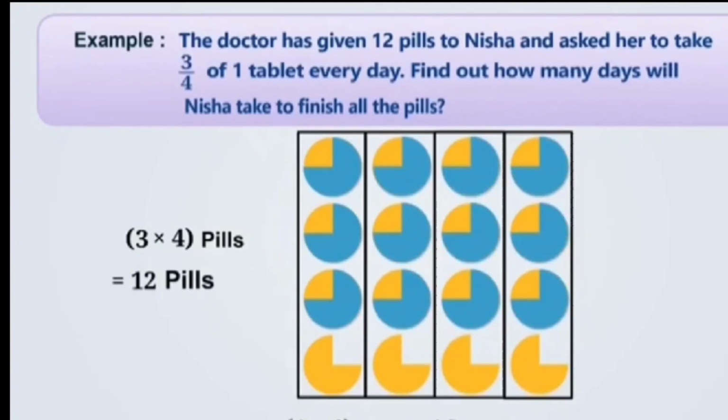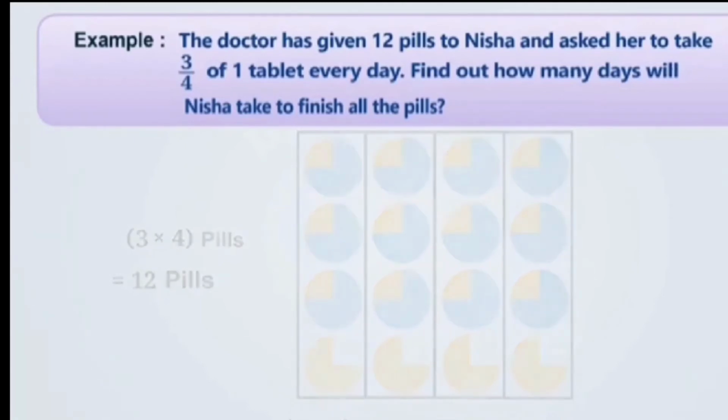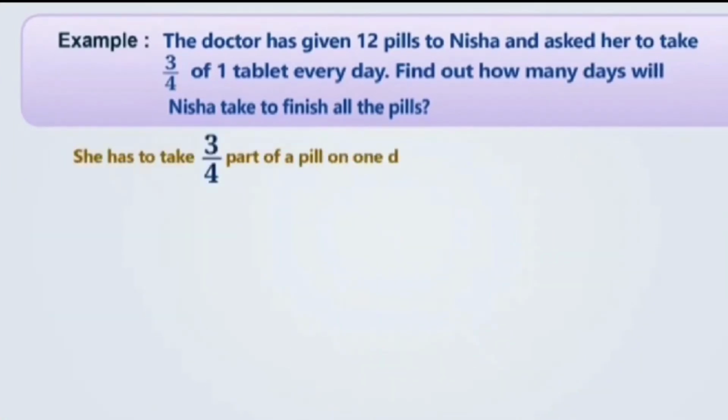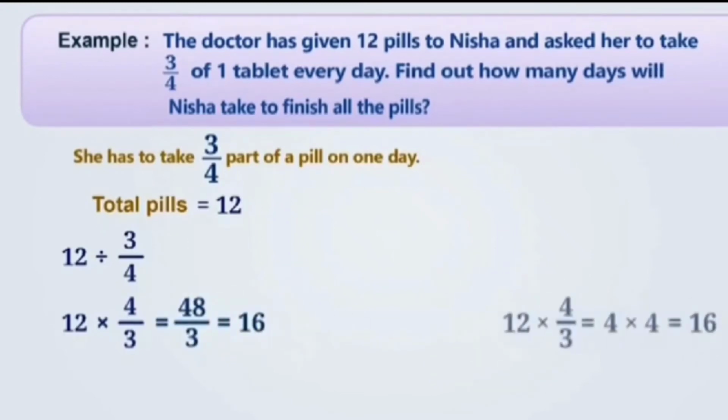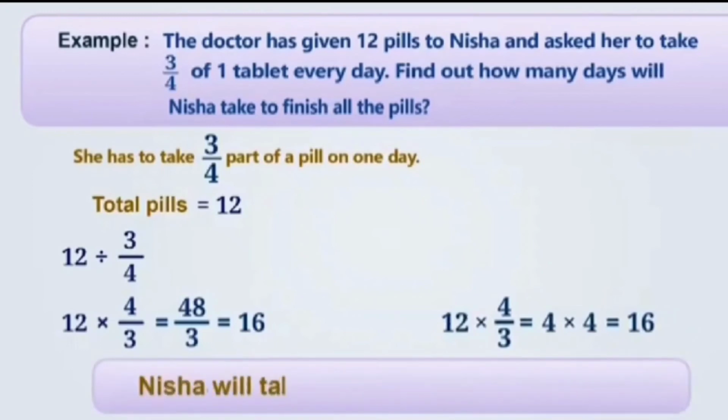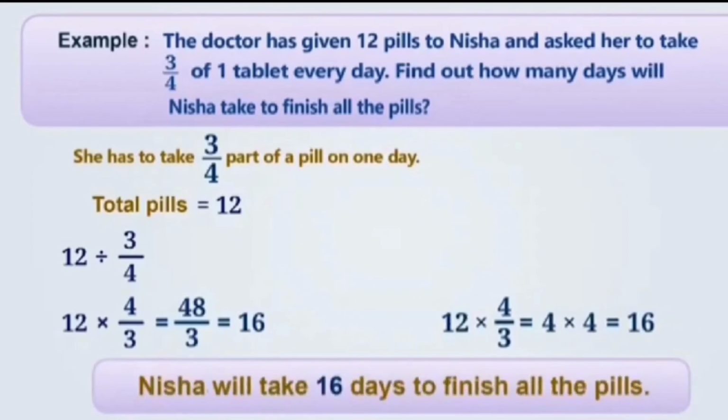Let's solve this mathematically. Nisha takes 3/4 pill in a day. The doctor has given 12 pills to Nisha. To know how many days Nisha will take to finish all the pills, we have to divide 12 by 3/4. To solve the division, we will keep the first number exactly the same and multiply it by the reciprocal of the second number. Here, the reciprocal of 3/4 is 4/3. We can solve this in the same way: 12 divided by 3/4 is equal to 16. So Nisha will be able to finish all the pills in 16 days.